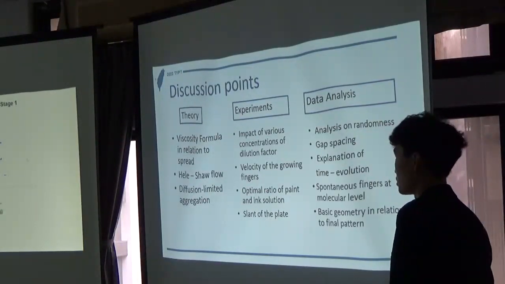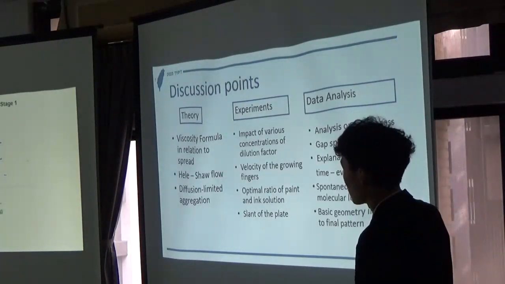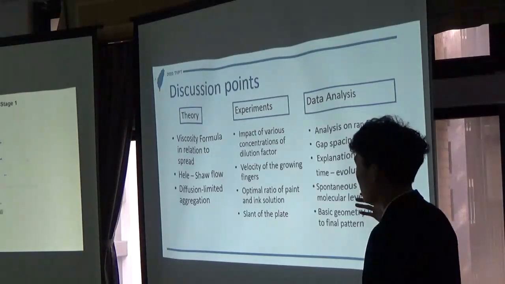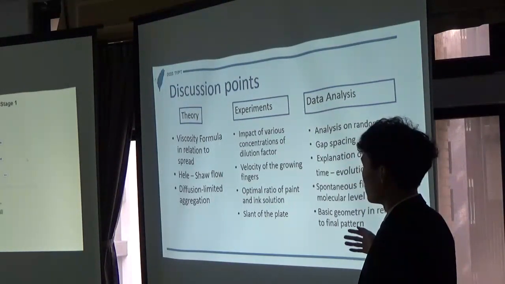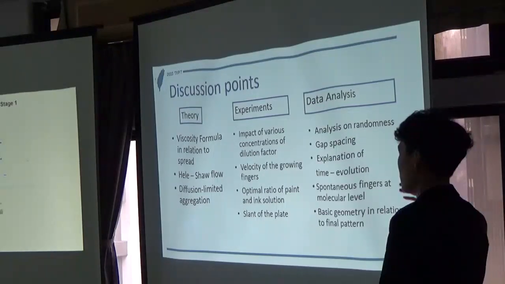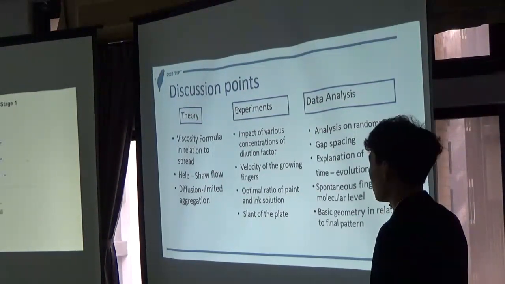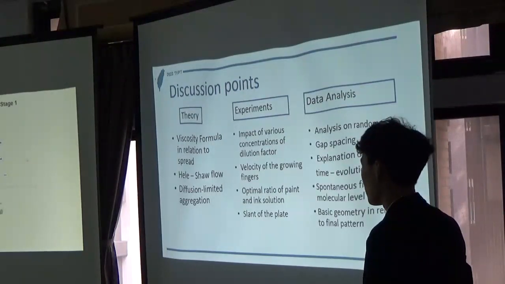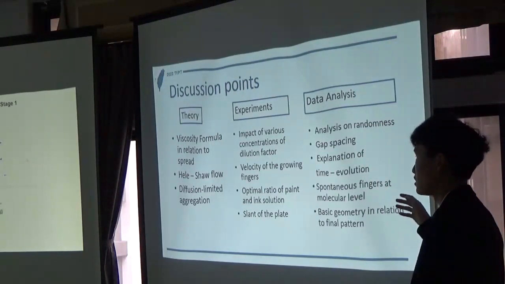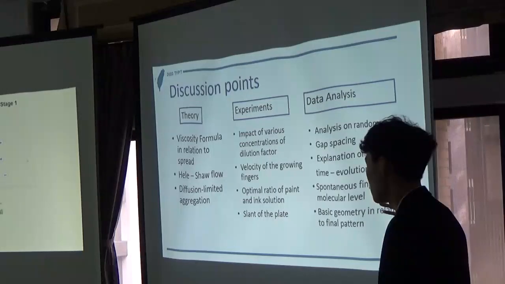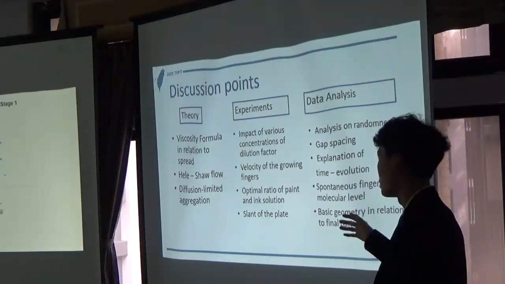So our discussion points are going to be, for the theory, we'll talk about the viscosity formula in relation to speed, the Hele-Shaw law, and the diffusion limited aggregation. And for the experiments, we're going to talk about the impact of various concentrations and dilution factor, the velocity of the growing fingers, the optimal ratio of paint and ink solution where you can spread the fastest, and the slant of the plate or the initial angle.